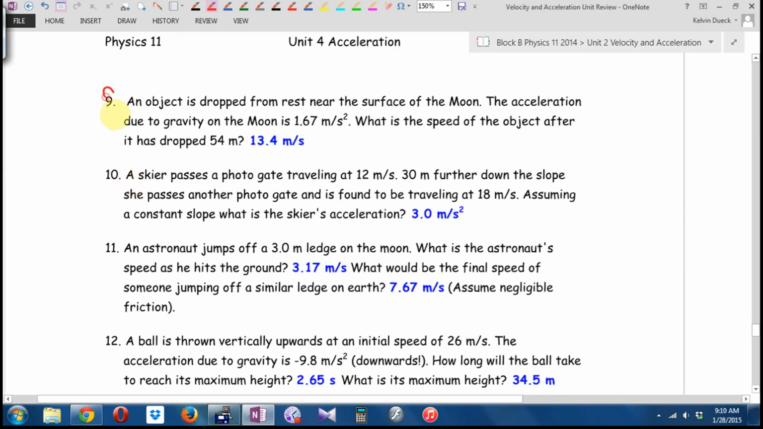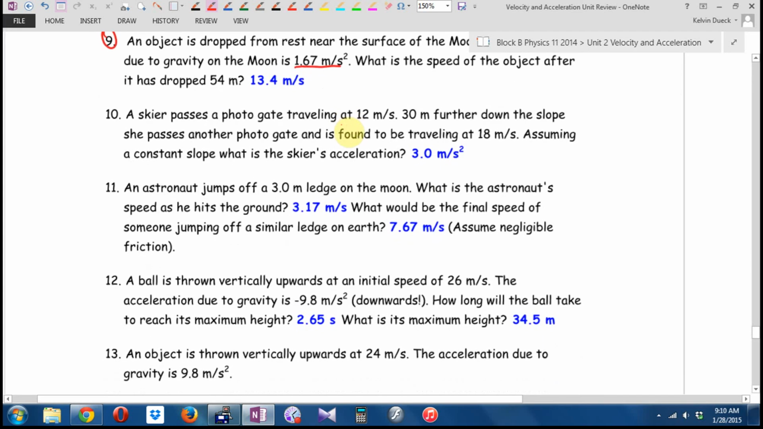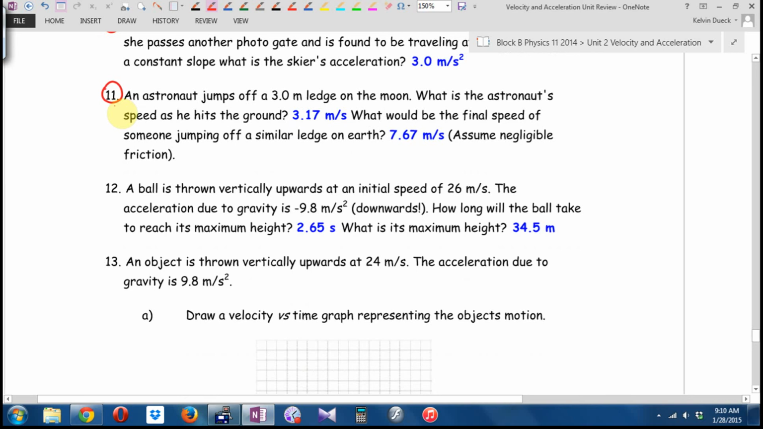I like number 9. Please notice we're in free fall on the moon, and so on the moon it's not negative 9.8, it's negative 1.67 meters per second squared on the moon. So just notice that. 11 is good. 10 is good too, I guess.